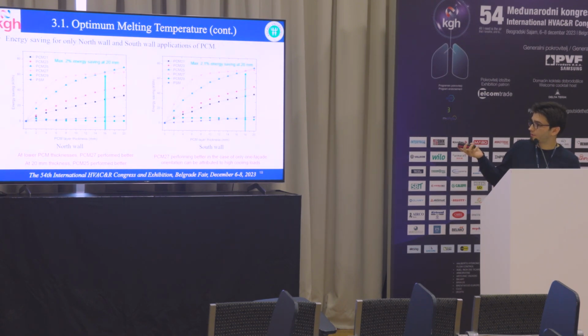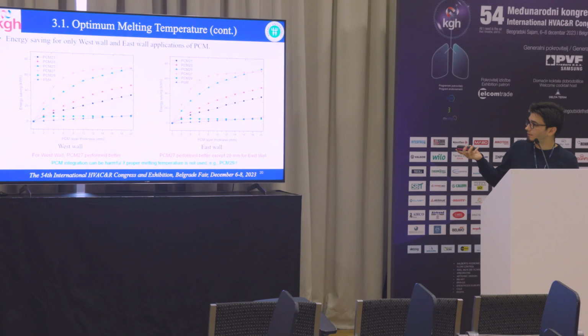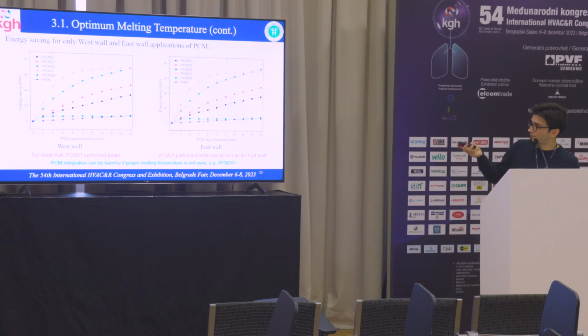The same cases also occur here, north wall and south wall. And this is for west wall and east wall applications of PCM. As we can see here, PCM 27 outperforms other melting temperatures at nearly all thickness values. Therefore, the orientation of the wall changes the optimum melting temperature.